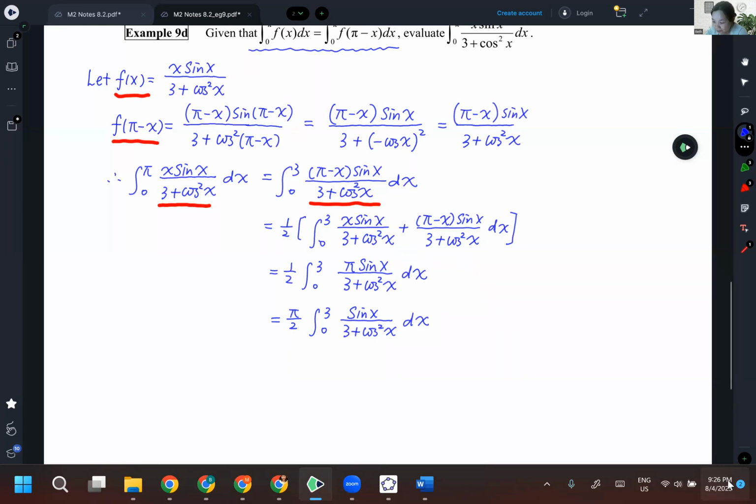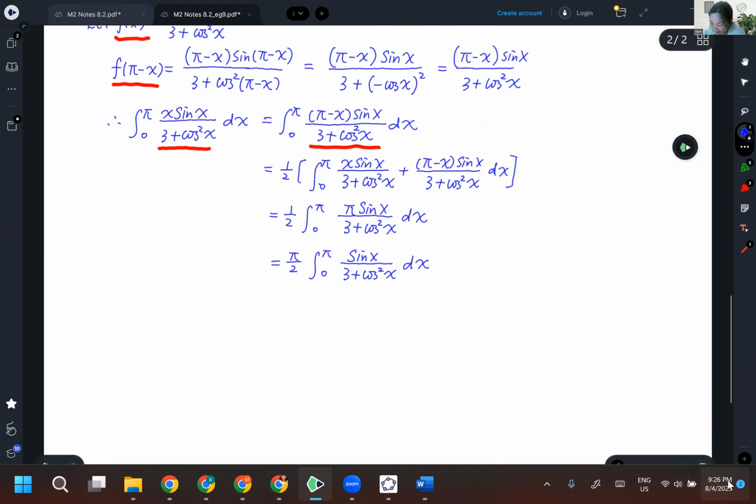Miss Chen. Yeah. May I know whether the 3 should be pi instead? Oh yes, pi. Thank you. I don't know why I wrote 3. Yeah, it's pi. Sometimes I don't know.